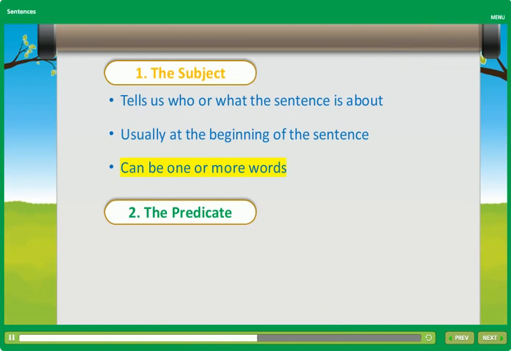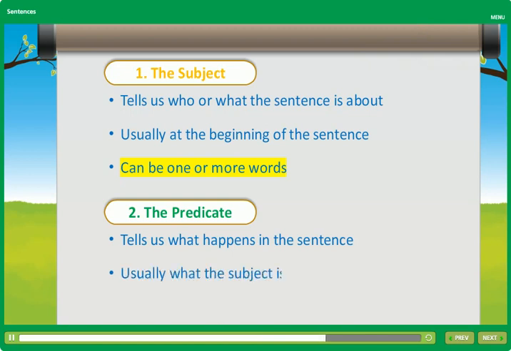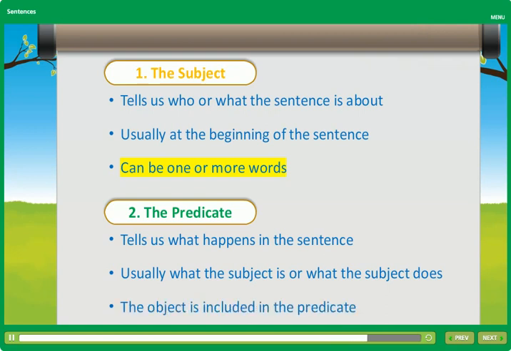When we talk about the predicate, it is a part of the sentence that tells us what happens or what happened. There are many sentences in which there is no action. For example, I am hardworking. In this sentence, am hardworking is the predicate and I is the subject.